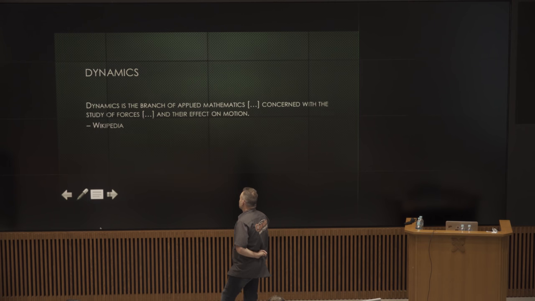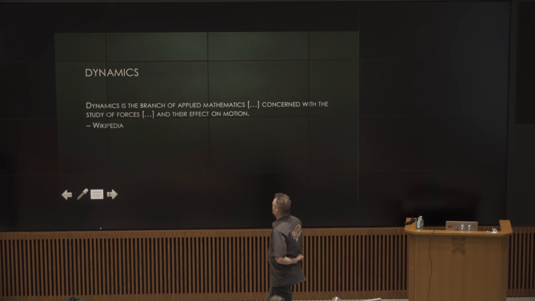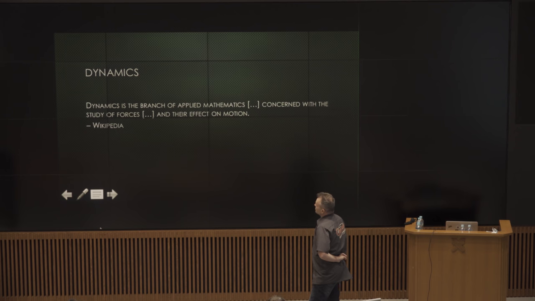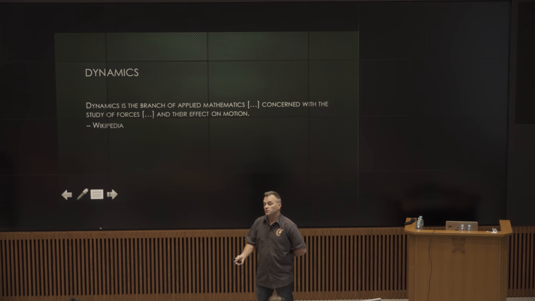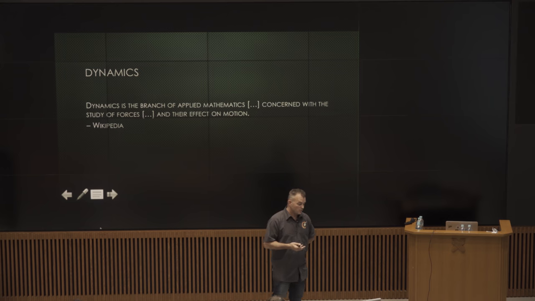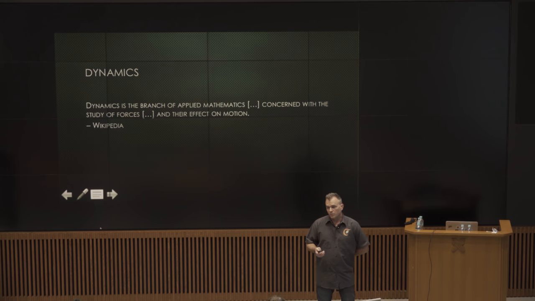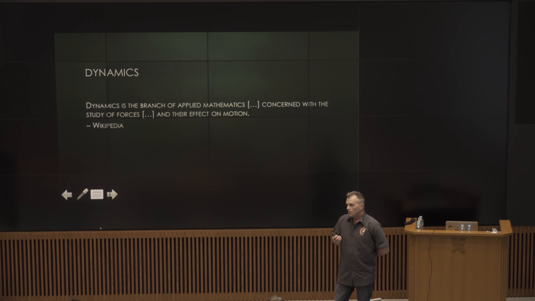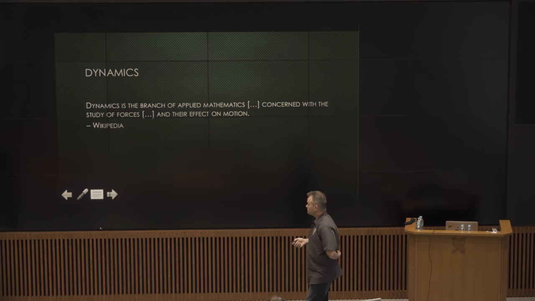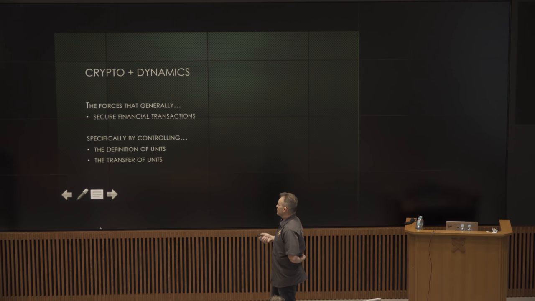Okay, dynamics. So again, from Wikipedia, dynamics is a branch of applied mathematics concerned with the study of forces and their effect on motion. So things actually happening, moving. And this is important when it comes to defining what Bitcoin is and how it's secured. Okay, so we put those together.